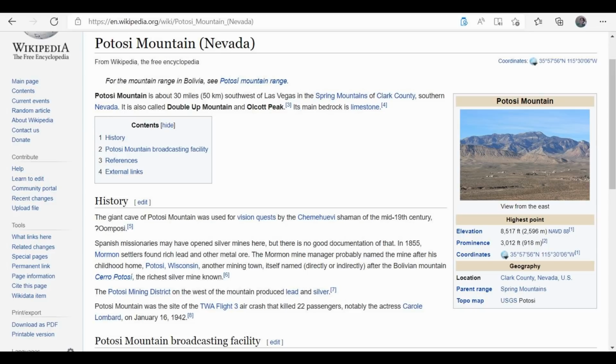Okay, limestone bedrock. History, the giant cave at Potosi Mountain was used for vision quests by the Southern Paiute, etc., Spanish missionary. And then as I was reading down, notice at the bottom it says Potosi Mountain was the site of the TWA Flight 3 air crash that killed 22 passengers, notably the actress Carole Lombard, on January 16, 1942. Oh my God, that's like 80 years ago. Wow.